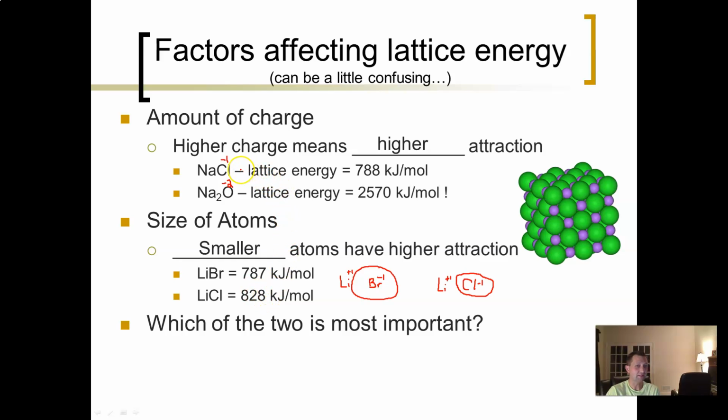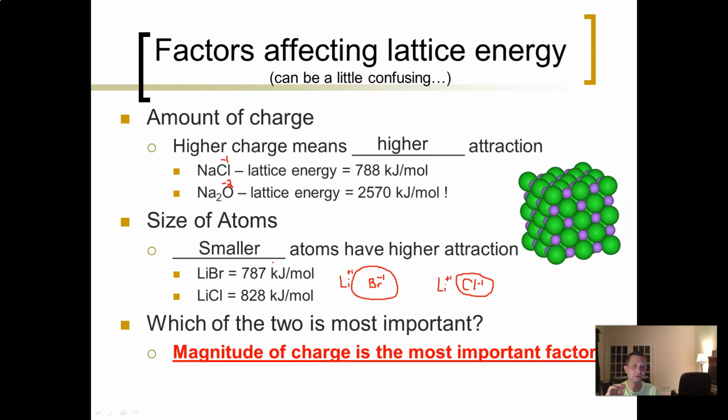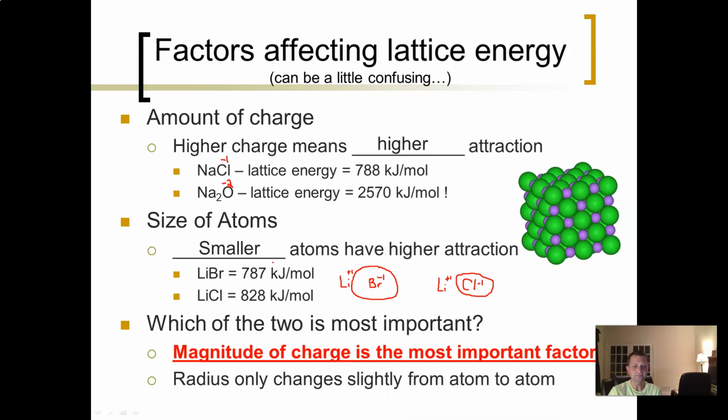Now, not a huge difference there, right? Look at the big difference here. Difference in charge, look at that, 788 to 2570. Here, you're talking less than 100 kilojoules per mole. So which of the two is more important? That goes back to this trend here. You can see that the magnitude of charge is. So huge big idea here. Magnitude of charge is the most important factor.